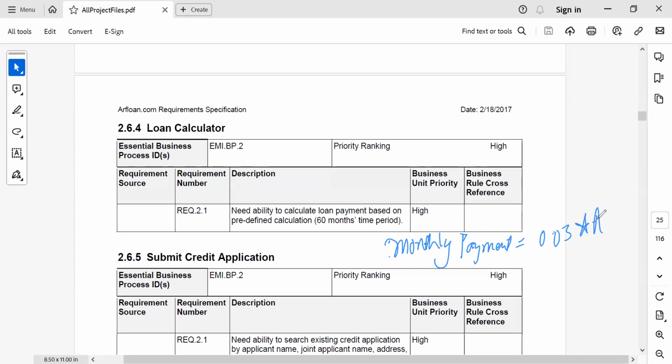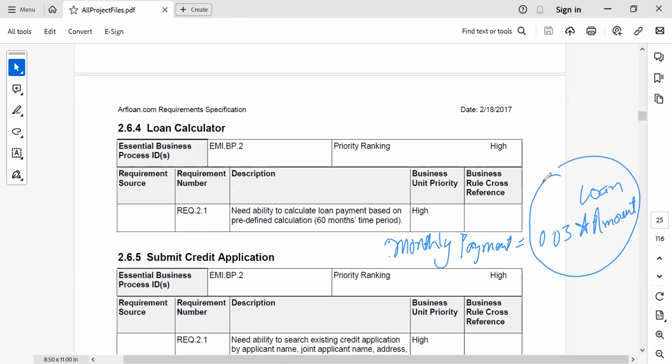multiplied by amount. I'm just going to give you a simple calculation. So it's basically 3% of the amount. That's what your monthly payment is going to be, and this is the loan amount. That's the formula I am giving to you guys. It's as simple as that, and that takes out the complexity of the interest rate. It's going to be a fixed interest rate over a 60 months period, and it comes down to this formula.